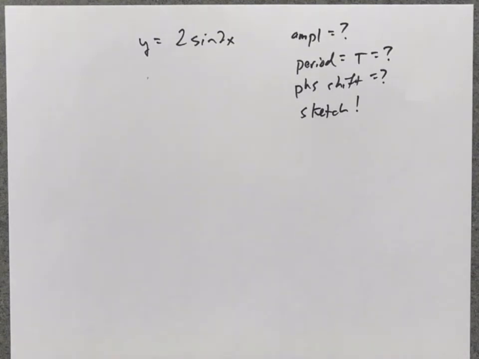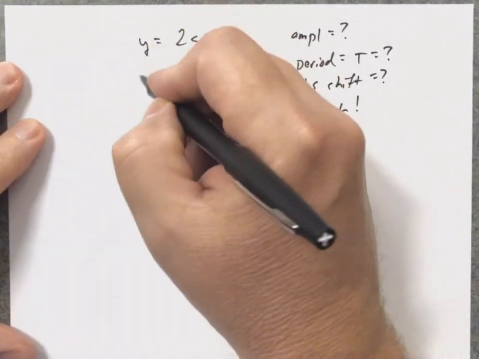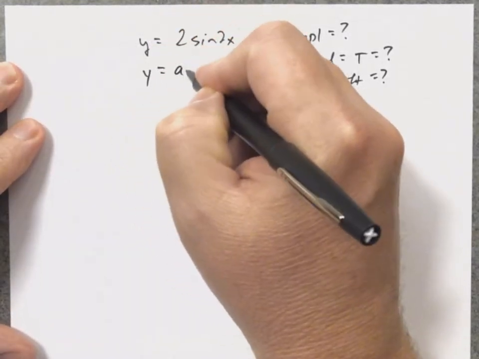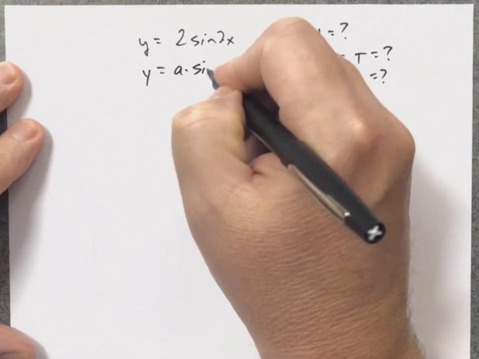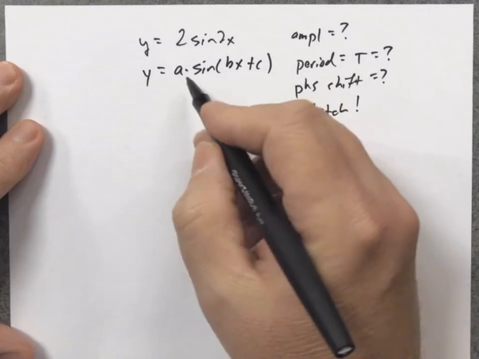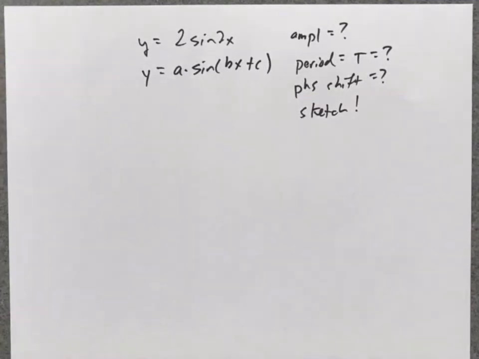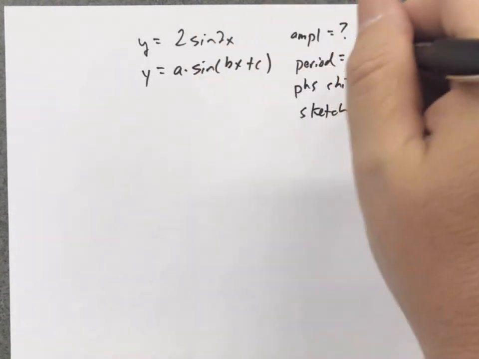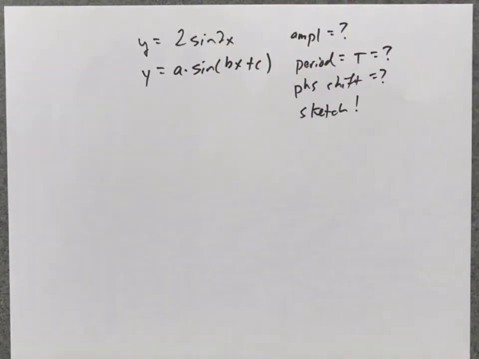So the key to doing these problems is knowing the standard equations of these trig graphs. It's a times sine in parentheses bx plus c, where a, b, and c are going to be numbers. And once we figure out what numbers a, b, and c are, then we can figure out all the rest of this stuff, and then we're able to sketch the graph. So let's go ahead and do this problem, and you'll see how it all works out.